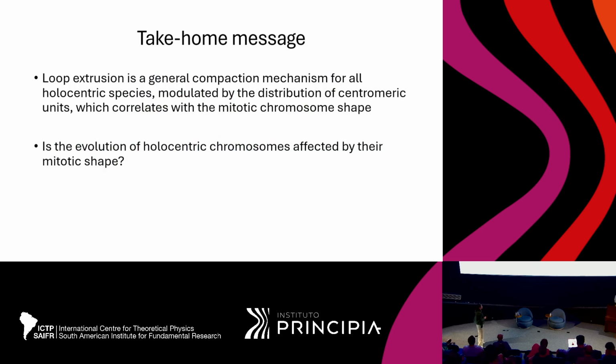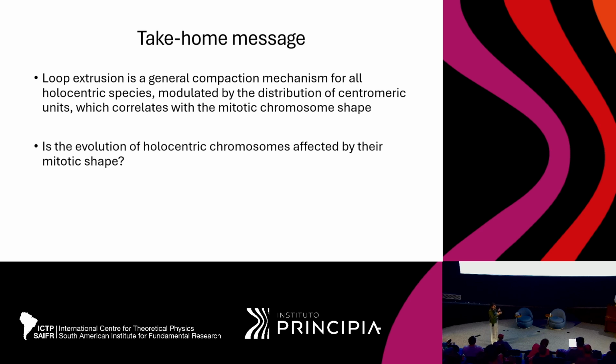Maybe something to discuss. And then just some take-home messages: that loop extrusion is a general compaction mechanism for all holocentric species, at least from what we are showing from these different models. And they are modulated by the distribution of centromeric units, which correlates with the mitotic chromosome shape.